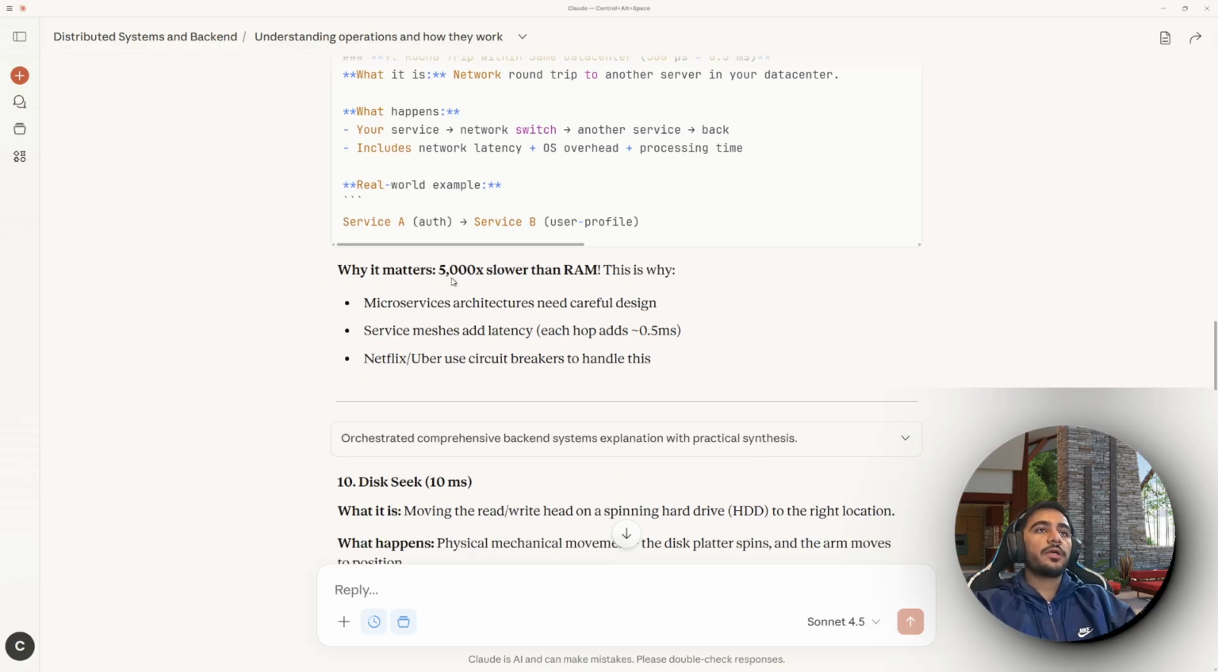Alright, so why does it matter? This is 5000 times slower than RAM. Microservice architectures need careful design solely due to this. You need to optimize how you are calling, and when you are calling, there should be sufficient cache layers in between. Service meshes add latency. Each hop adds 0.5 milliseconds between different services.